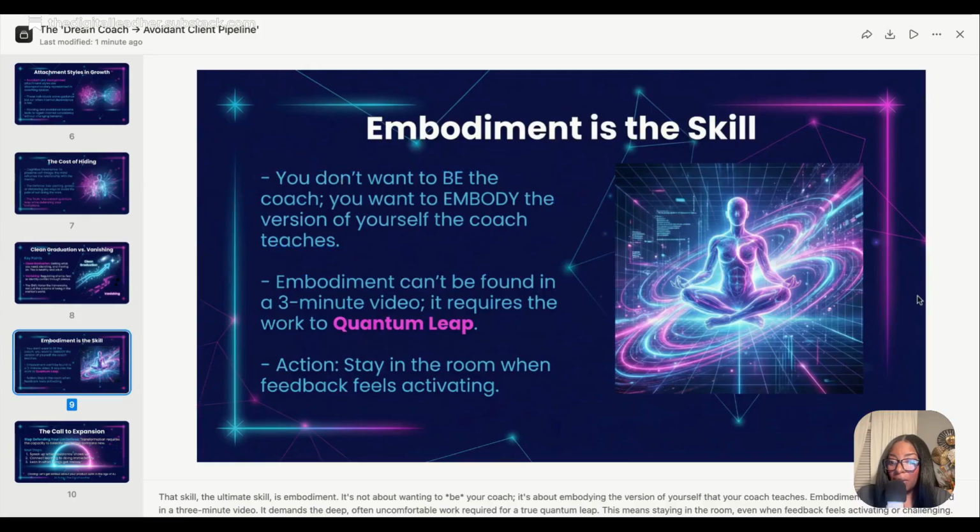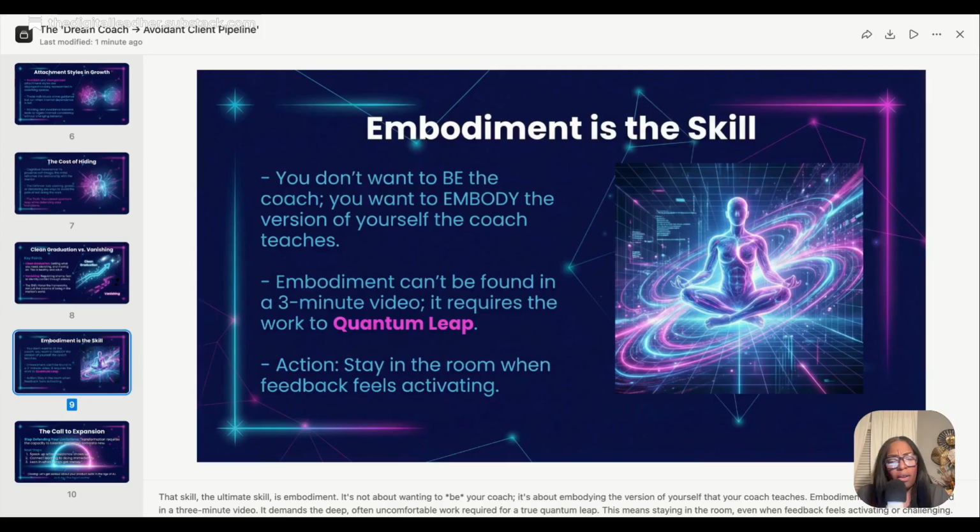Embodiment is the skill. This is why a lot of us struggle with embodiment. You don't want to just be, you want to embody. You want to be able to show up as the leader. Embodiment can't be found in a quick training. It requires the work.